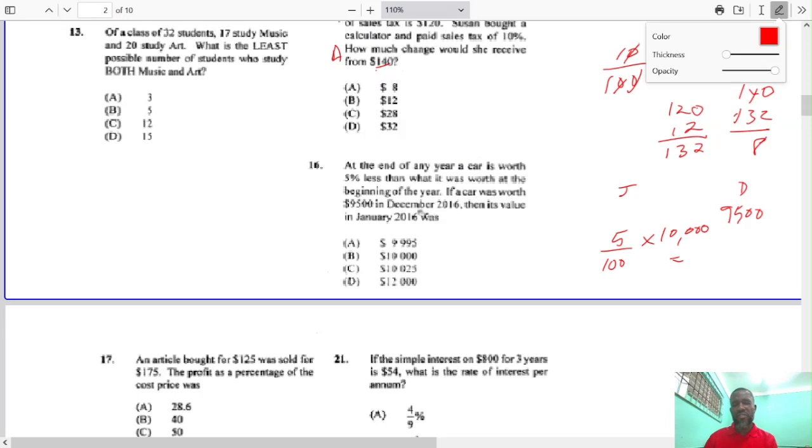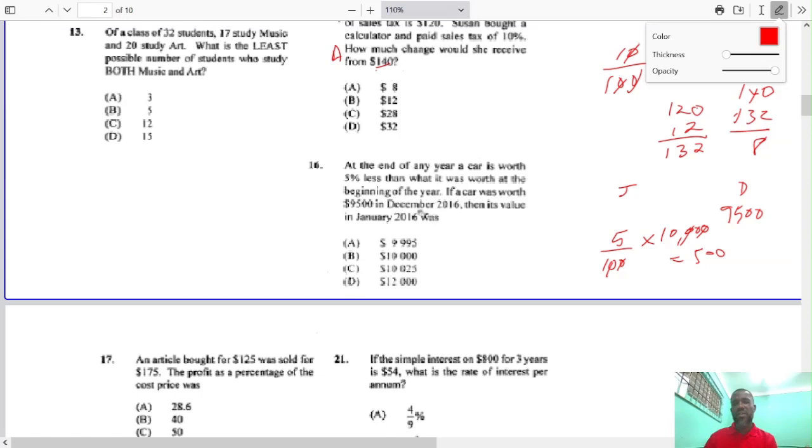Okay, 0 cancels 0, 0 cancels 0. 5 times 100 will give you 500. So we know that 5% of 10,000 is equal to $500. So therefore, if I now subtract $500 from $10,000, I'm going to get 9,000.